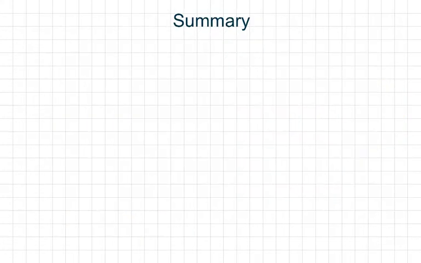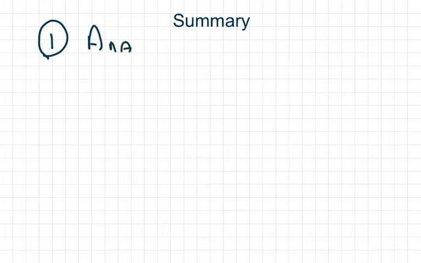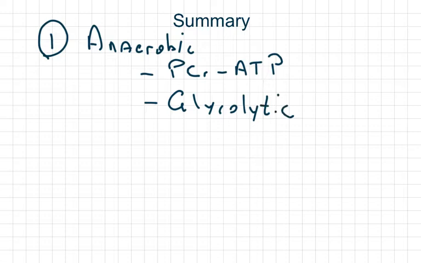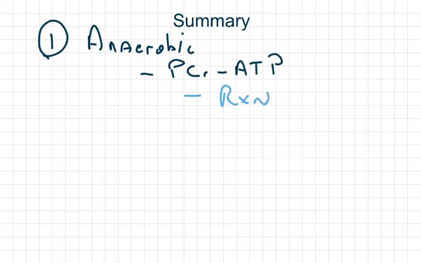So we've covered a lot in this video, but let's break it down to the key points that you need to know to be successful on the exam and the second half of this class. First is know the anaerobic pathways. And we stated that this was the PCR, ATP pathway, and the glycolytic pathway. And so within the PCR pathway, know the reaction and the enzyme involved, which is creatine kinase.